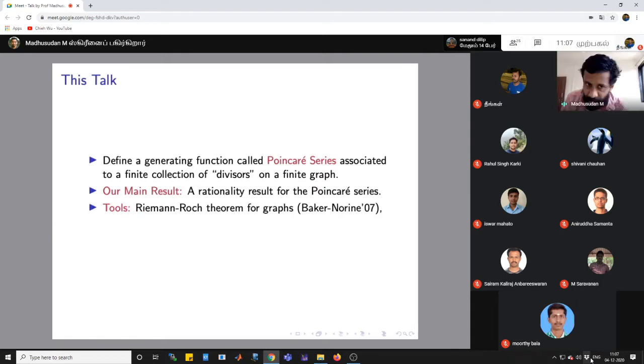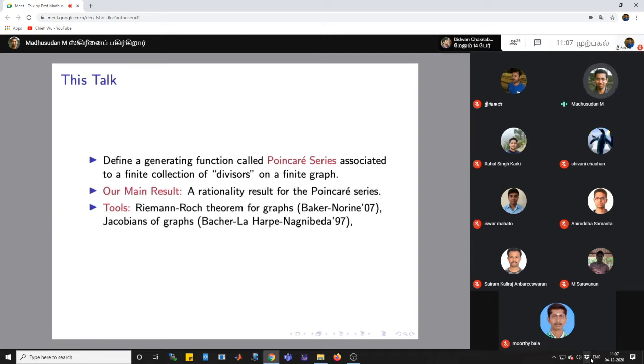Then I'll try and sketch a proof of this result. Along the way, we look at some tools. After stating our main result, we will look at some key tools that are used in the proof. There are three key main tools. One is what is called the Riemann-Roch theorem for graphs, due to Baker and Norine, from 2007. And a second key tool is the notion of a Jacobian of a graph.